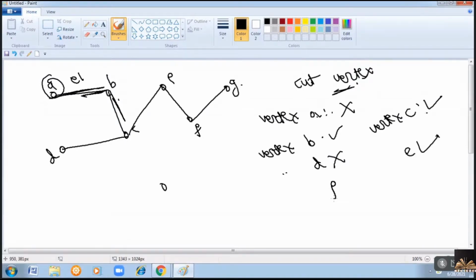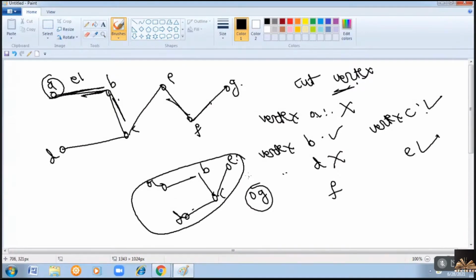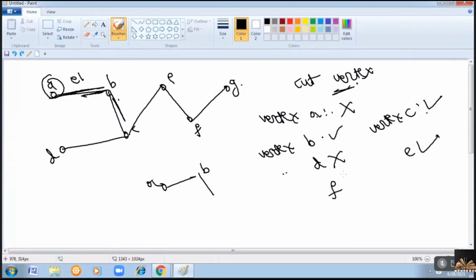Now coming to F. If you remove F, what will happen? A, B, C, D, E. These two edges you have to remove. So it results in two connected components. One is a null graph. This is another connected component. So F is also a cut vertex here.